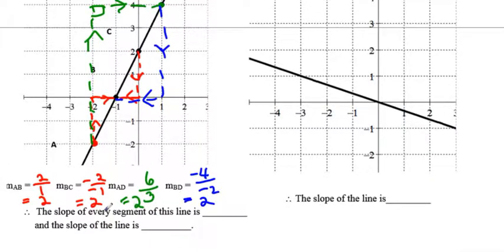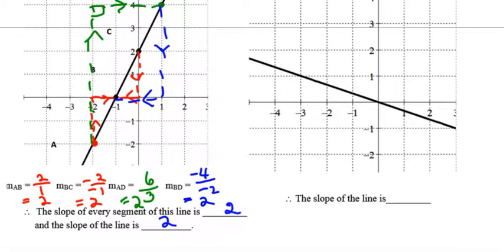So it should not surprise you that the slope of every one of these was the same. It was the same steepness. The slope of every one of these segments was 2, and therefore the slope of the line segment is also 2. So its slope doesn't have any units, it's just a number.